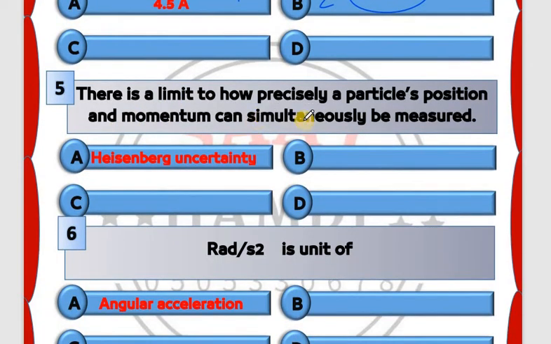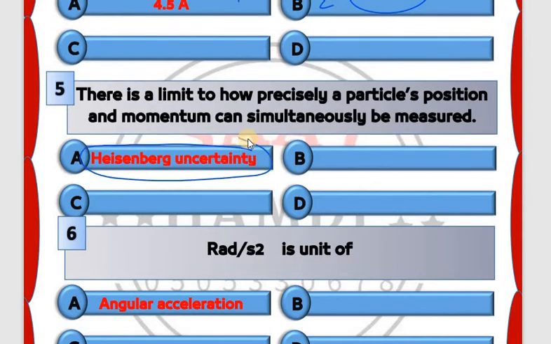There is a limit to how precisely a particle's position and momentum can be simultaneously measured. This is Heisenberg's uncertainty principle, where we can't know precisely the position and the velocity of the particle at the same time. Heisenberg's uncertainty principle.